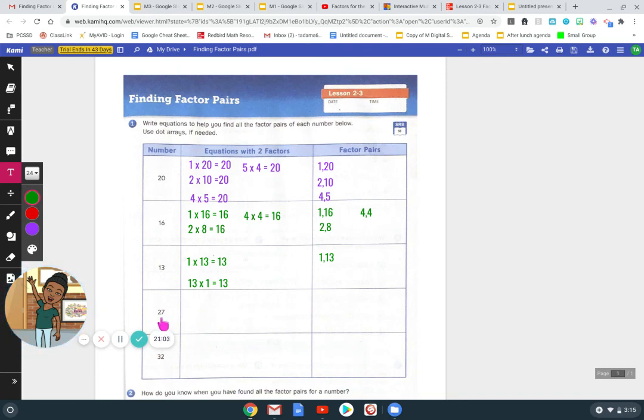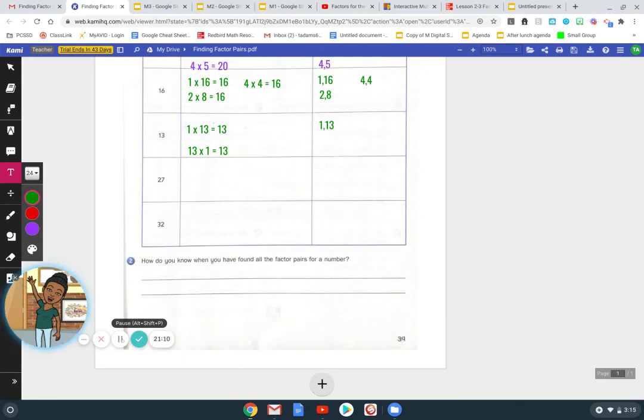1 times 27 equals 27. 2 times the number 27? Check your chart and put it here. When you have identified all of the equations and factor pairs for the numbers 27 and 32, please answer, how do you know when you have found all the factor pairs for a number? How do you know when to stop? You're going to type that here and then turn it in and submit it in Schoology.